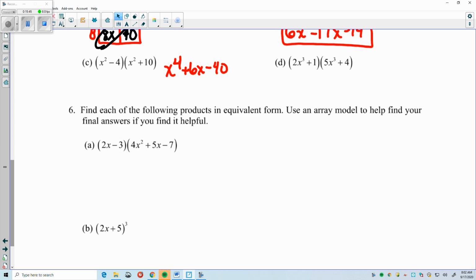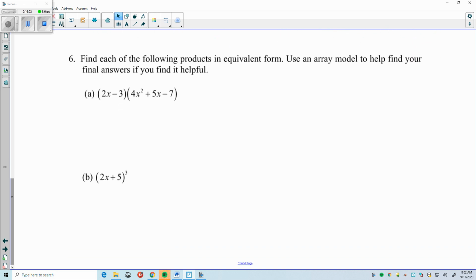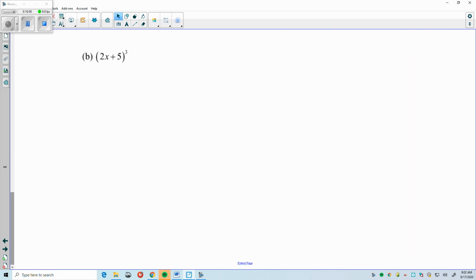Okay, and for letter D, your answer I have here is 10x to the 6th plus 13x cubed plus 4. Okay, you can try those, see what you think. Okay, we're going to try a couple more on number 6. The only difference is, like we said in the beginning, instead of 2 binomials being multiplied together on 6a, I have a binomial and a trinomial.